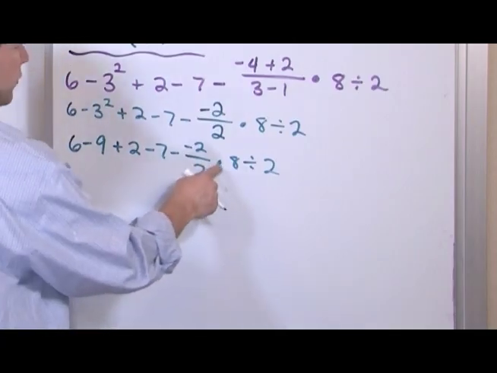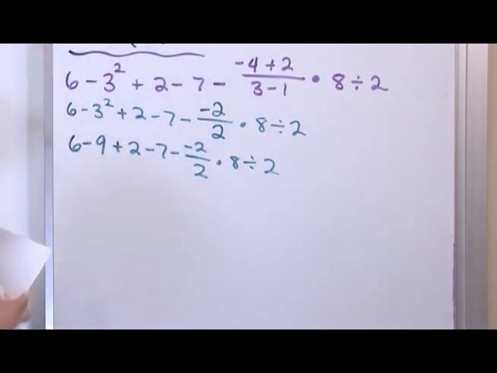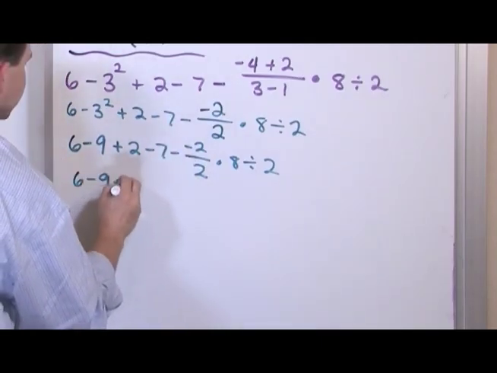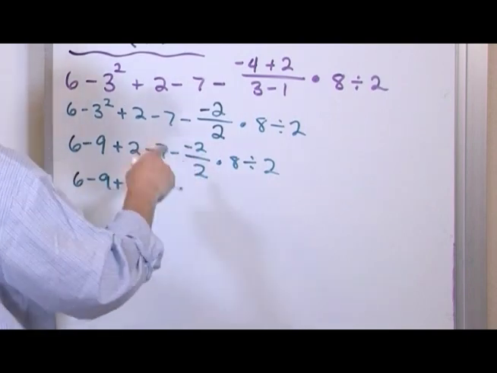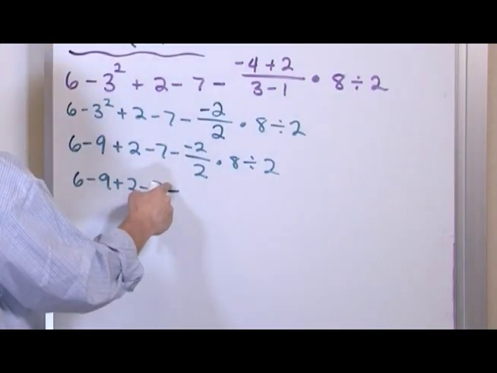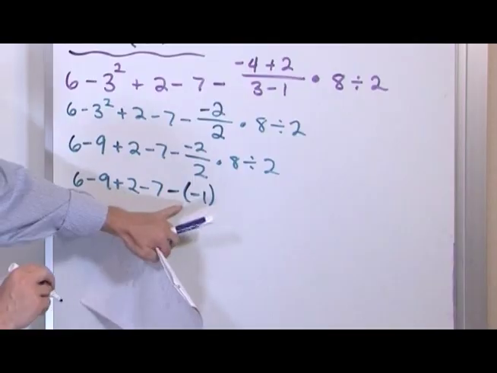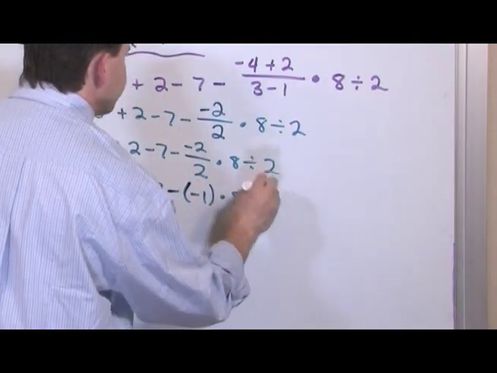But here we have multiplication and division, but don't forget that this fraction is really division also. So if we're going to work left to right, we need to start here. 6 minus 9 plus 2 minus 7. -2 divided by 2 is -1. So we have this negative from here, -1. Let's just leave it clear like that. 7 minus -1 comes from here, times 8 divided by 2.